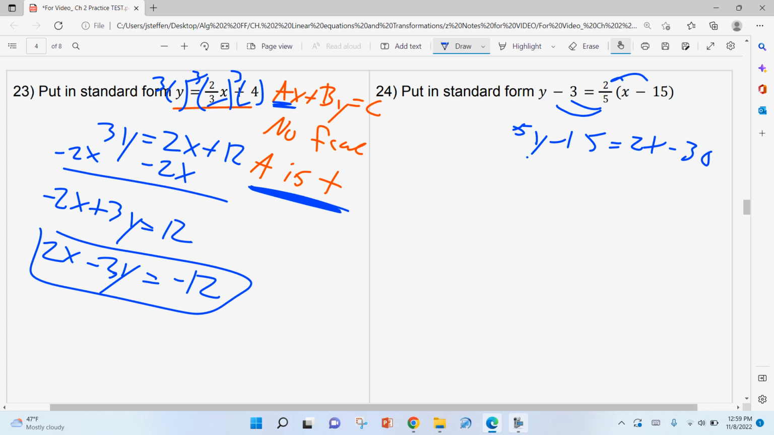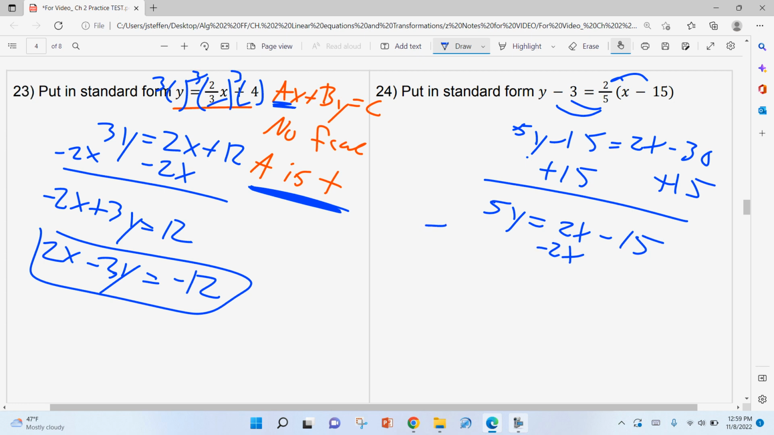And then same thing, we want no fractions, which is perfect. We don't have fractions. So we need to get the x and y on the same side. So the first thing I do, I'm going to add 15. So I have 5y is equal to 2x minus 15. Then I need to get the x on the other side, so just like the last one, negative 2x plus 5y is equal to negative 15.